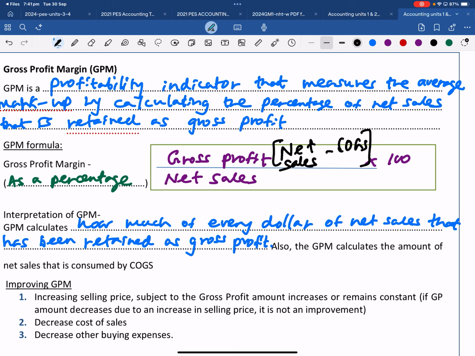But there's a problem. With reducing the COGS, nobody will object to that one. But increasing the selling price is, guys, a problem. Why? An increase in selling price may not be welcomed by the customers. However, it doesn't affect all goods.